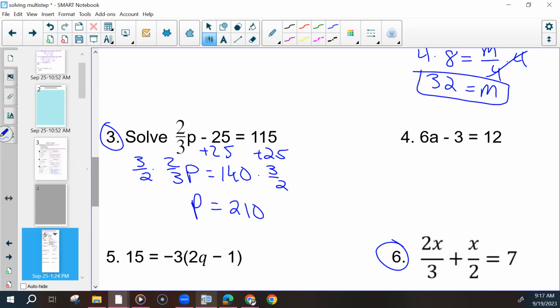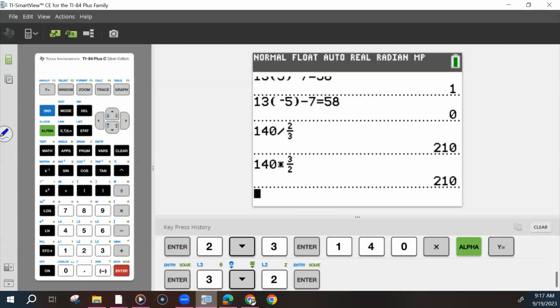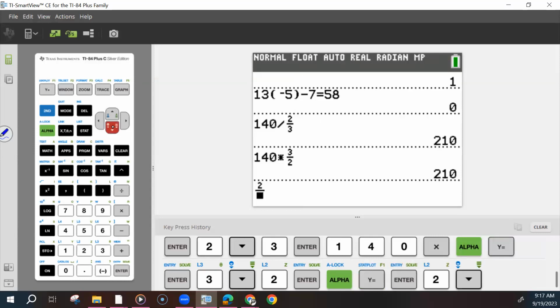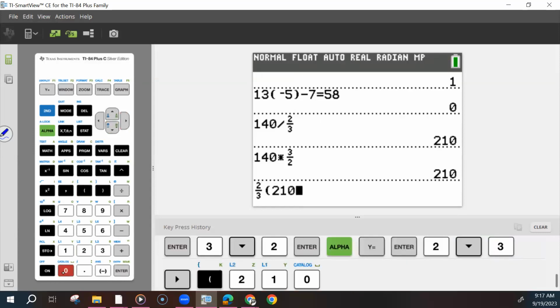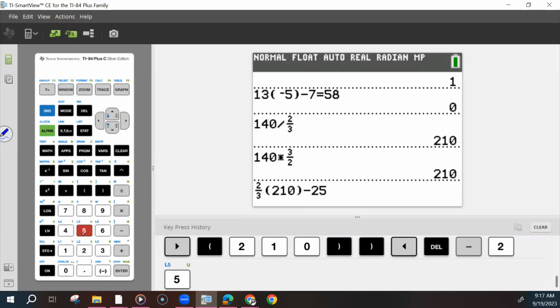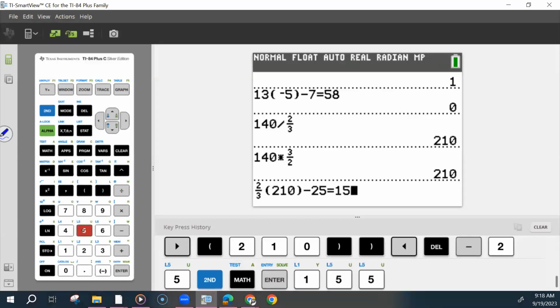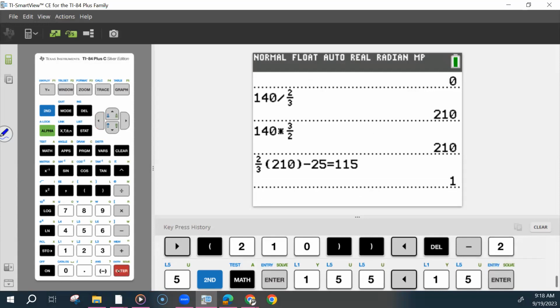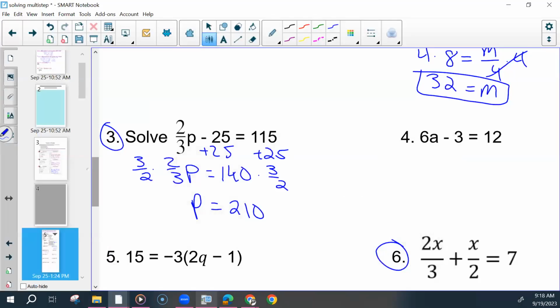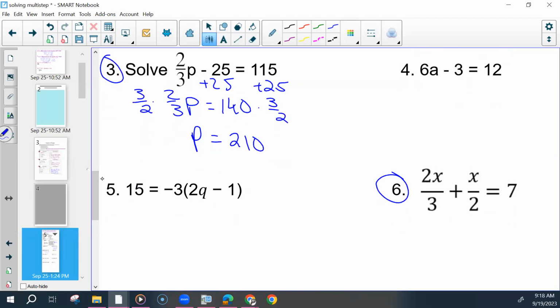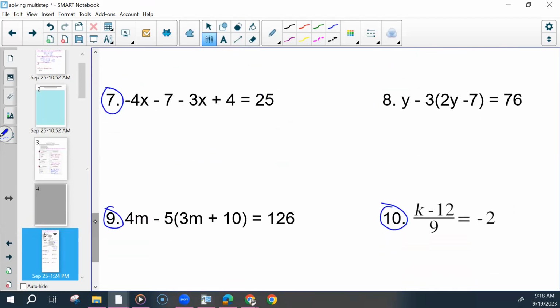If I were to put this back in, it should also work. So that does work, right? That is your answer. Number 6, we're going to wait and leave that for last. Let's go on to 7.